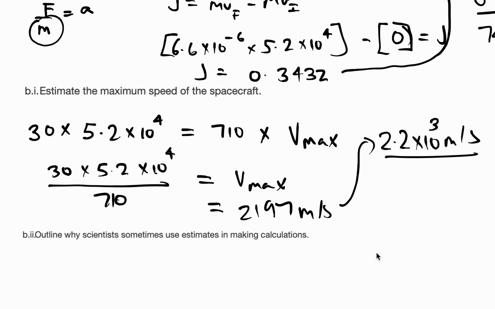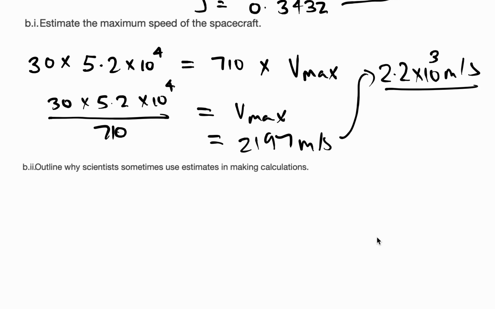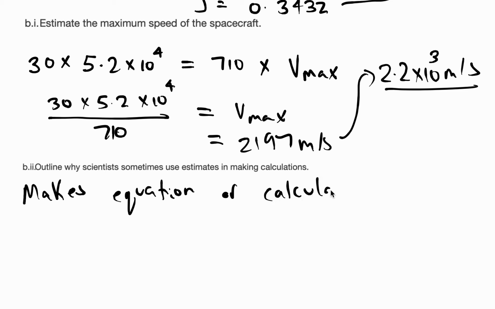Okay, next, outline why scientists sometimes use estimates in making calculations. Now this is a simple question. It's just using prior knowledge, using some common sense. We could say scientists use estimates because maybe it makes equations or maybe calculations simpler, right? It makes calculations simpler. That's one good point. What else could we say?